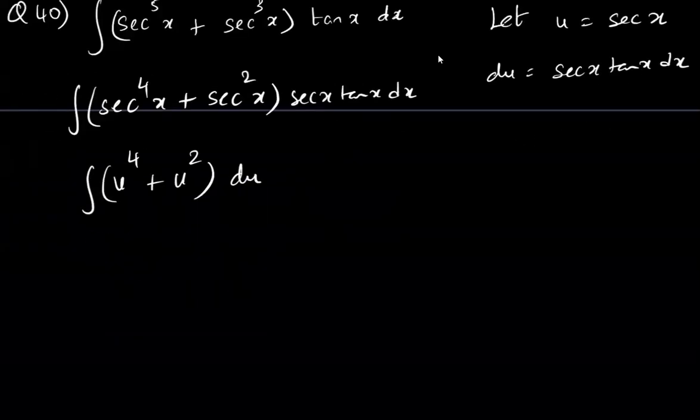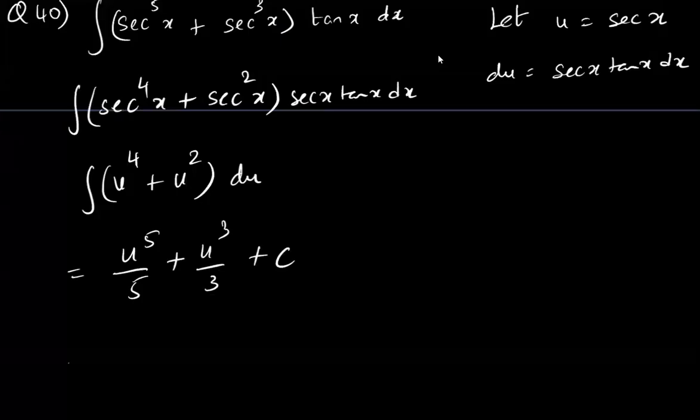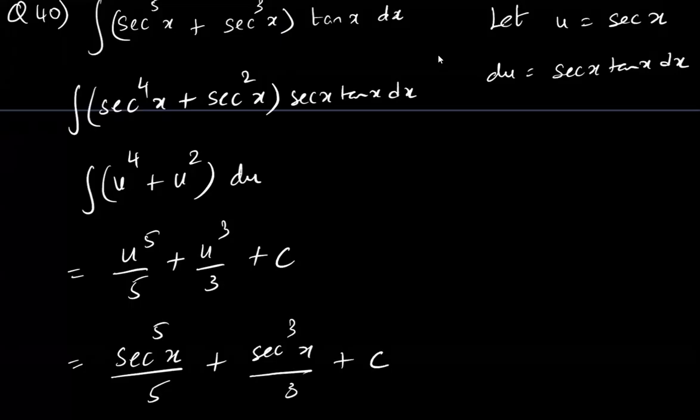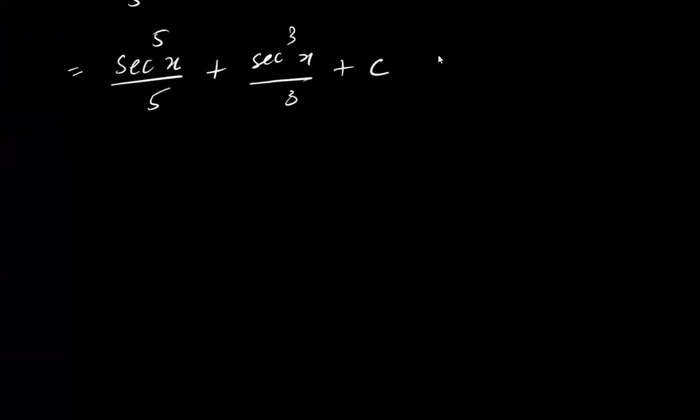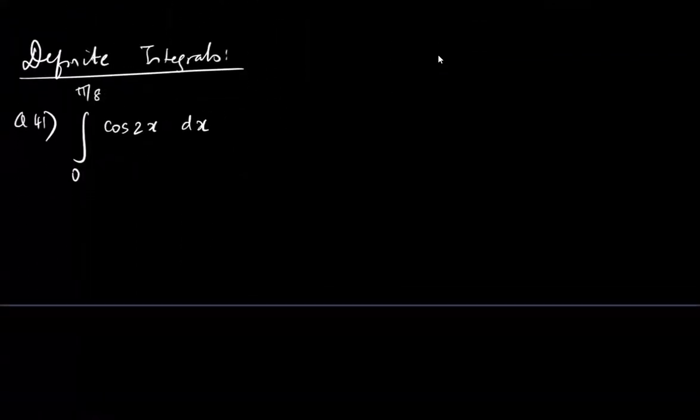So this will be u to the power of 5 over 5 plus u cubed over 3 plus c, which can be written back as secant to the power of 5x over 5 plus secant cubed x over 3 plus c. Now we are going to do the same substitution method on definite integrals now.